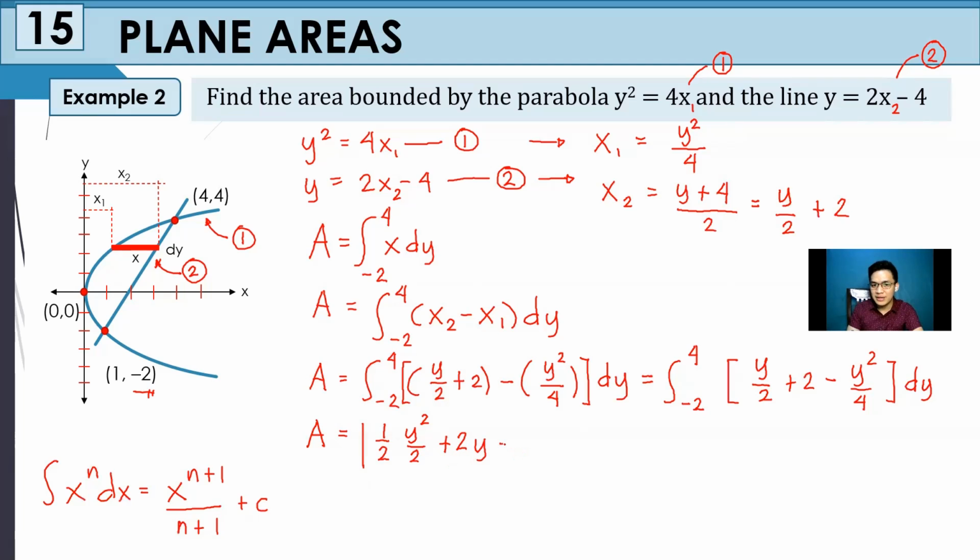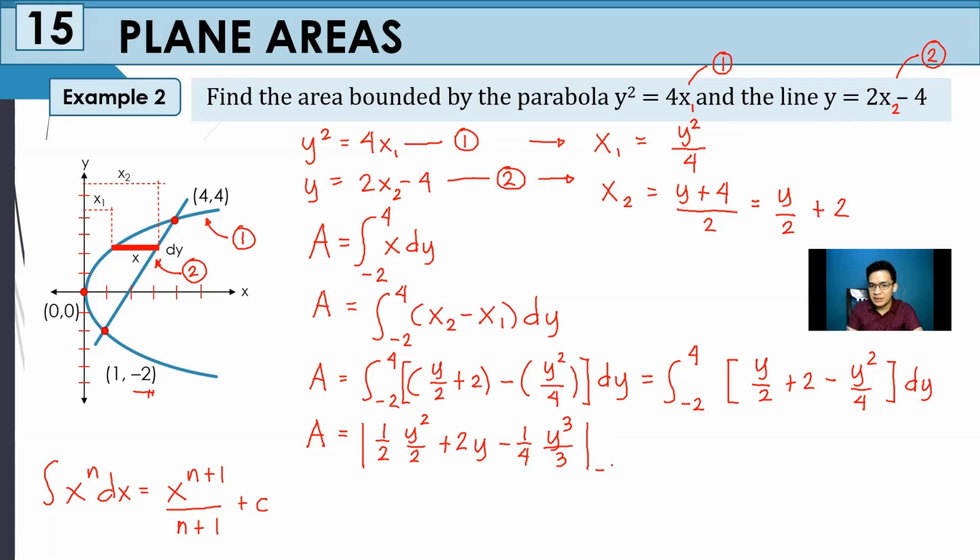How about this one? y squared over 4. Take note, the over 4 is a constant. We'll separate it to make it easier to see. Then y squared becomes y to the power of 2 plus 1, so to the power of 3, divided by 3. Then close parenthesis.